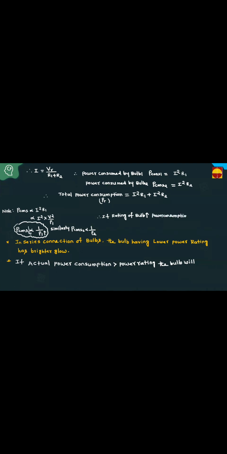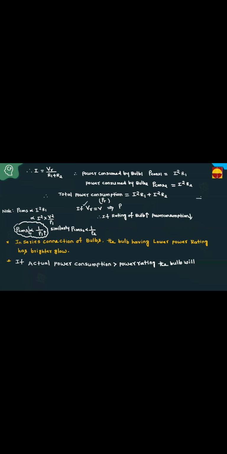As the rating of the bulb increases, the power consumption reduces. The total power consumption is I square into R1 plus I square into R2. Then if VR equals V, that is, the voltage rating of each bulb equals the rated voltage, the rating of each bulb equals the rated voltage.